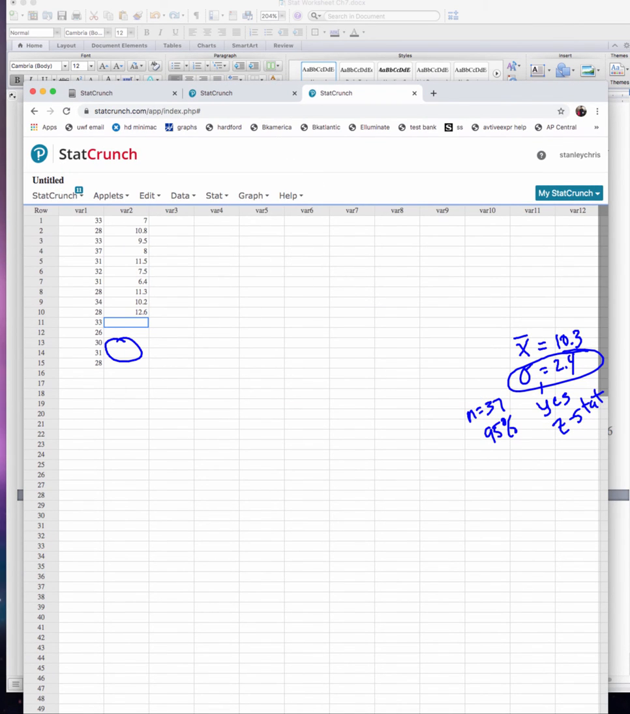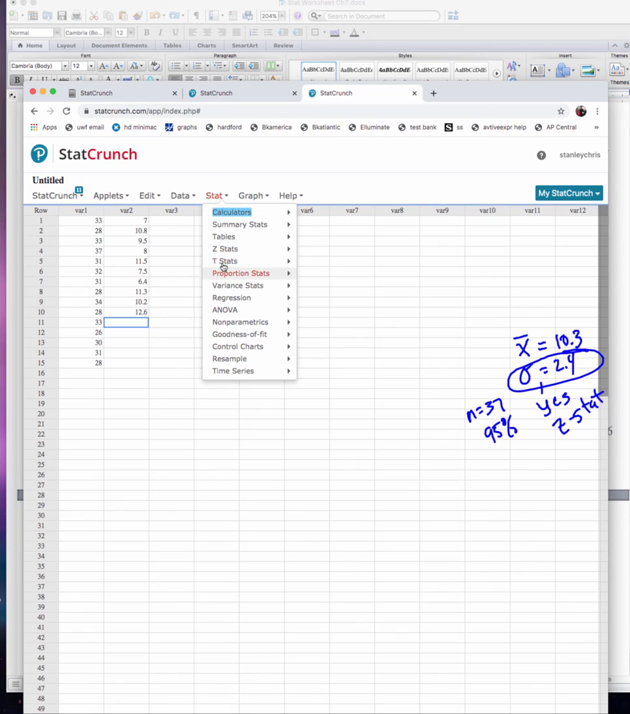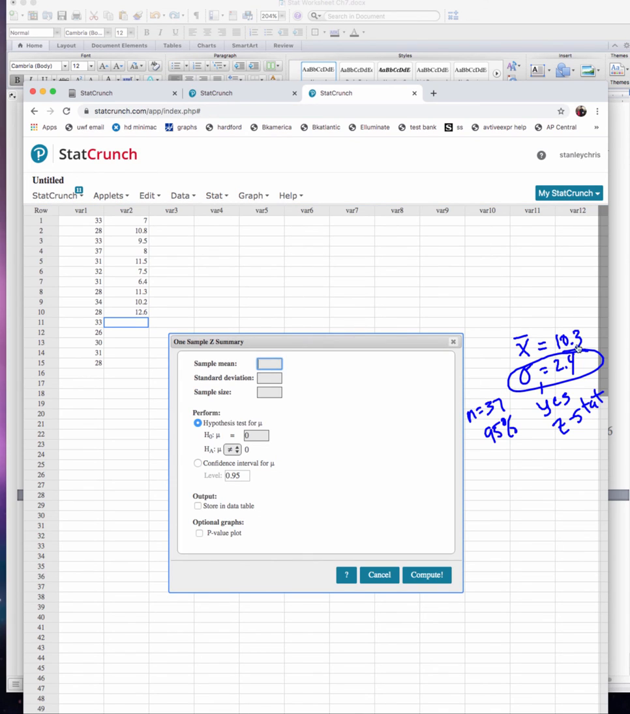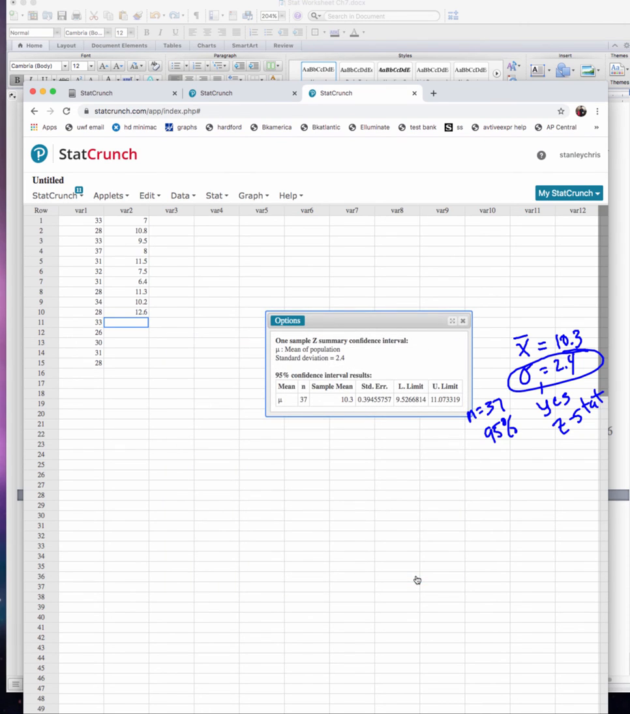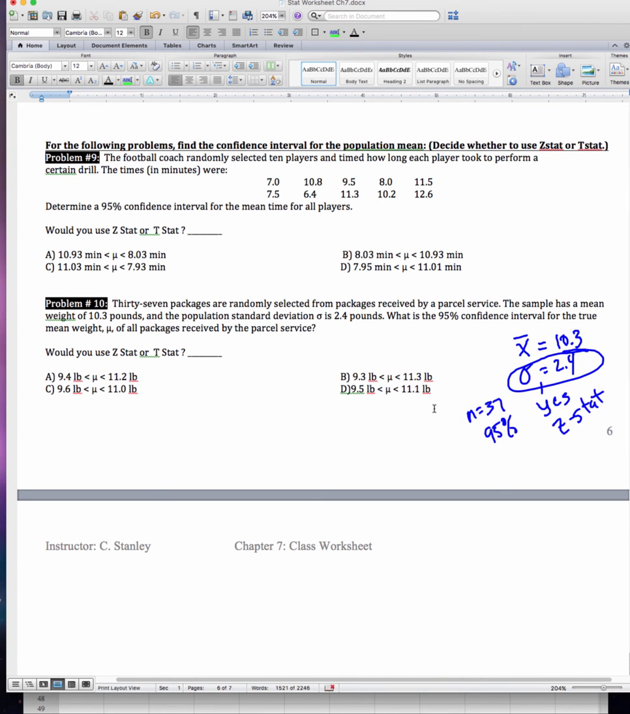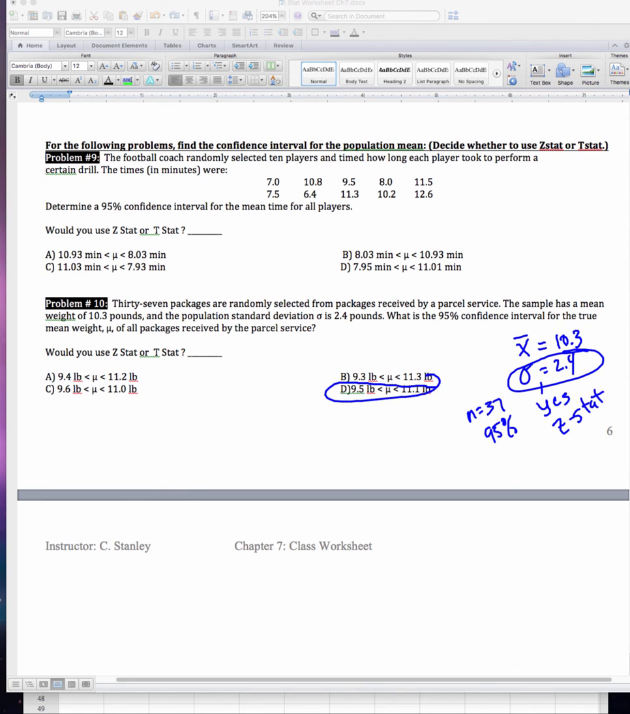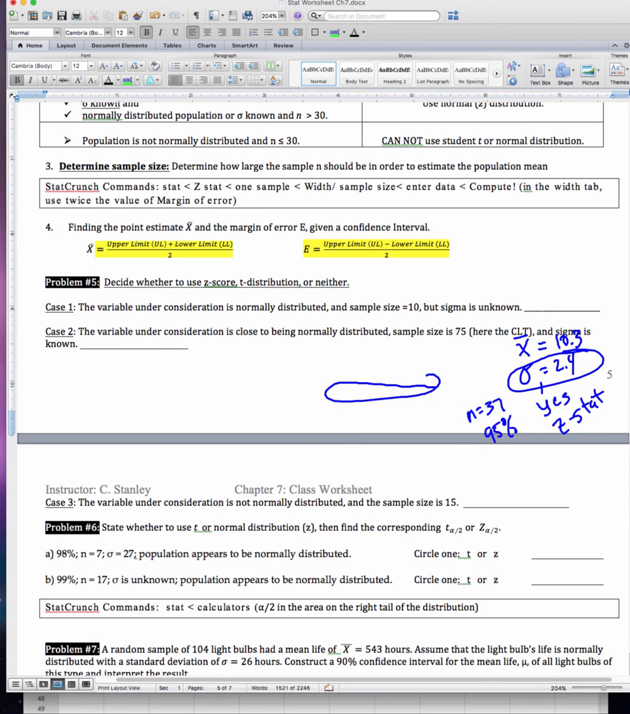Let me just erase this real quick. Now we want to do stat, z-stat, one sample. We don't have the actual data. We have a summary of the data. Sample mean is 10.3. Standard deviation is 2.4. And the sample size is 37. That's how many they looked at. Confidence level 95. Click on that and compute. So 9.52 to 11. And that's where we're at. Okay, and let's see if there's anything else down here. Okay, so that is it.